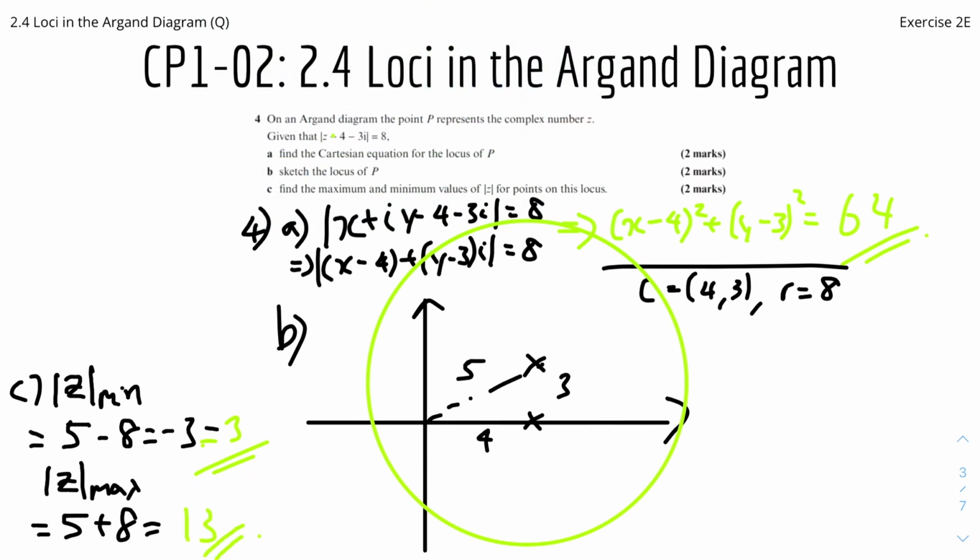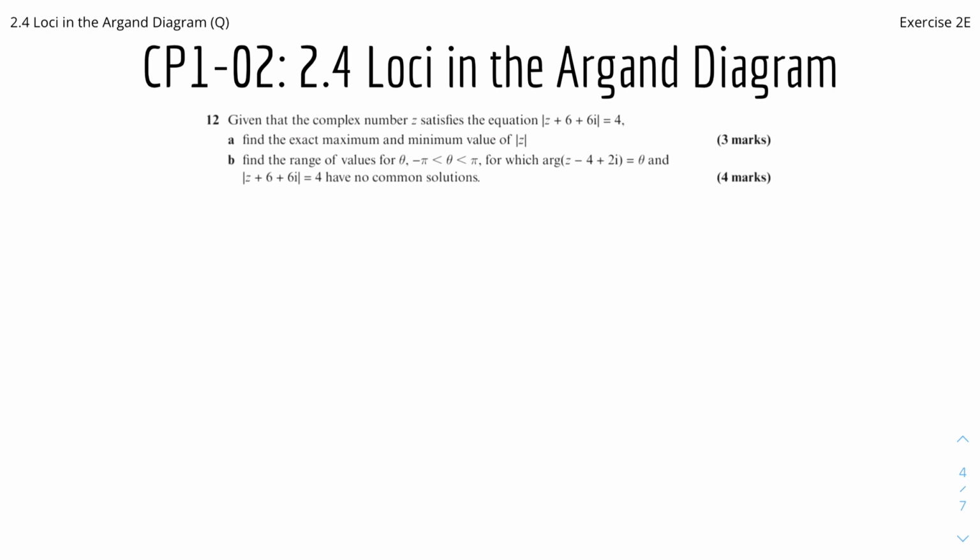And that's the answer. And next question, given that the complex number z satisfies the equation the modulus of z plus 6i equals 4, find the exact maximum and minimum value of the modulus of z. So it will be helpful to first draw out the diagram.